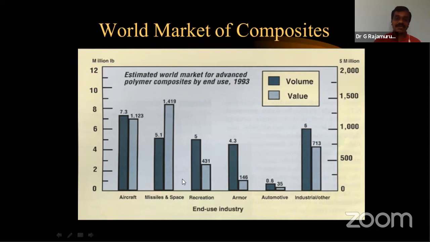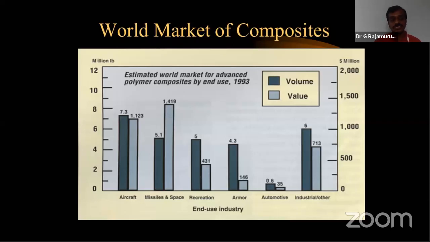You can see in aircraft industries, they are using more than 7.3 million, the dark blue is volume, and this is the value. So 7.3 million volume of composite material is used, especially in aircraft industries. Whereas in missile and space, they are using 5.1%. In recreation, they are using 5% of composite material. In armor, 4.3%. In automobile, 0.6%.